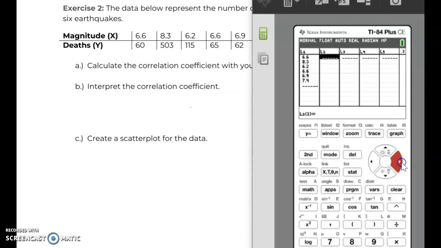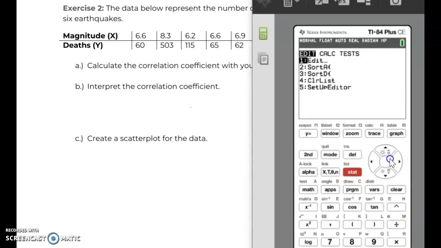Then we're going to go to list 2. We're going to put in the corresponding deaths. So there were 60 deaths in our first earthquake, 503 in the second. There were 115 in the third, 65 in the next one. We had 62, and the last one only had 1 death. So over here we have our X values in list 1, our Y values in list 2.